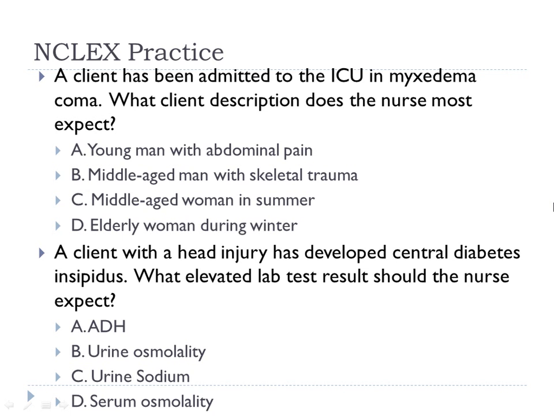Central diabetes insipidus, that's usually from a head injury, right? And which elevated lab tests would be expected? It's D, because this person is what? Dehydrated, right? They're urinating off all of their fluid because they have deficient antidiuretic hormone. So their ADH would be low, right? Urine osmolality, low. Just the dilution of your urine. So if you're peeing off lots of fluid, the serum, the blood, is going to become concentrated. So it's the C option. Serum sodium would be elevated, right? Urine sodium is not.